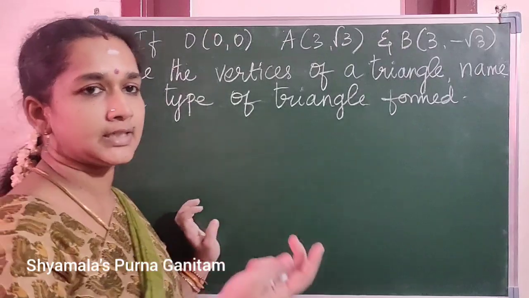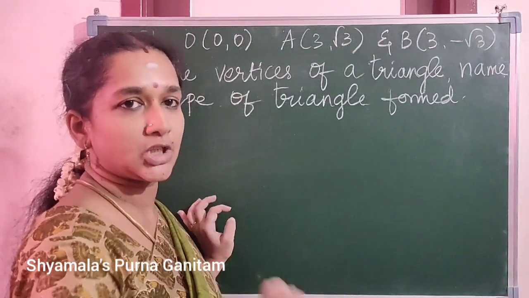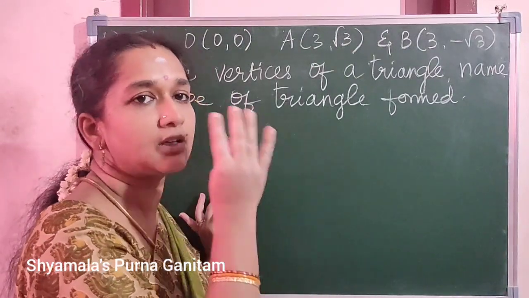In the previous three sums, the 3 points of the triangle are given and the type of triangle is also given.